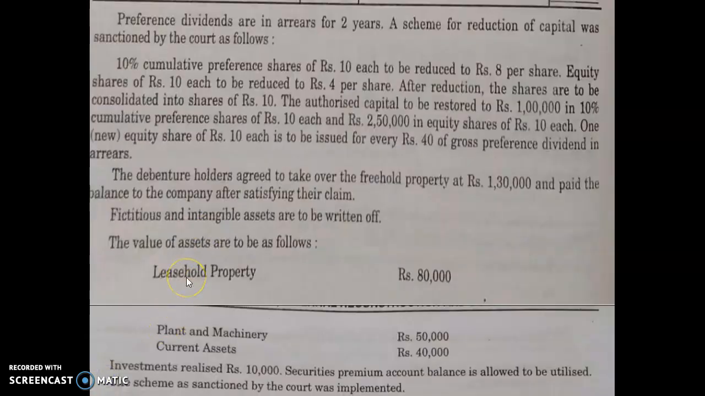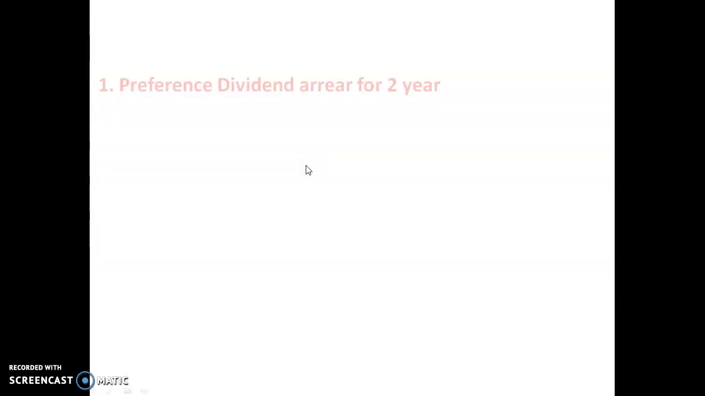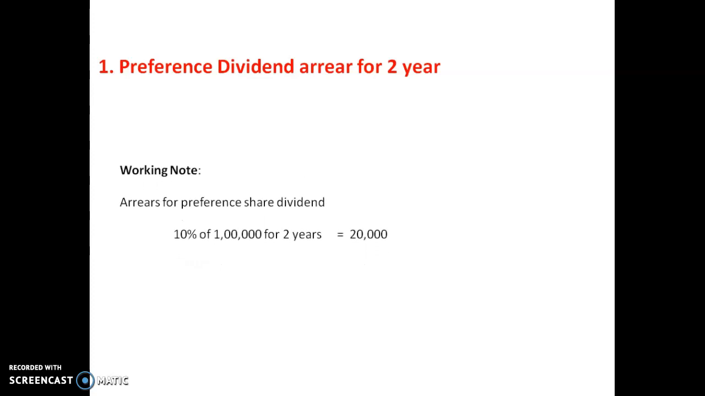So, okay, let's start the solution. Here we will discuss one by one in detail. First, there is the dividend arrear for 2 years. There is a preference share capital of rupees 1 lakh and the dividend percentage is 10%. So the arrear dividend will be 10% of rupees 1 lakh for 2 years. 10% of 1 lakh is 10,000 for 1 year. Then for 2 years it will become 20,000 rupees.